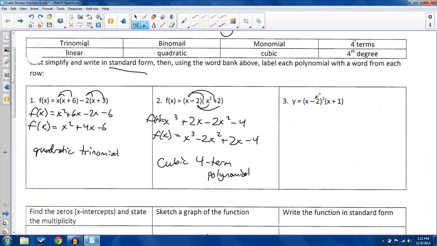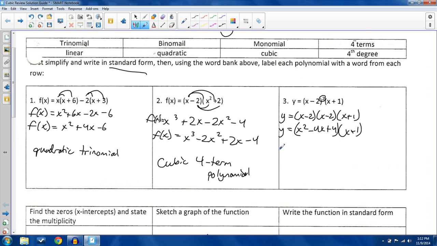Okay, in this one, you have to be careful not to FOIL immediately because that square is there. This is x minus 2 quantity squared. You could write this as x minus 2 times x minus 2 times x plus 1. That tends to help most people. This becomes x squared minus 4x plus 4 times x plus 1.